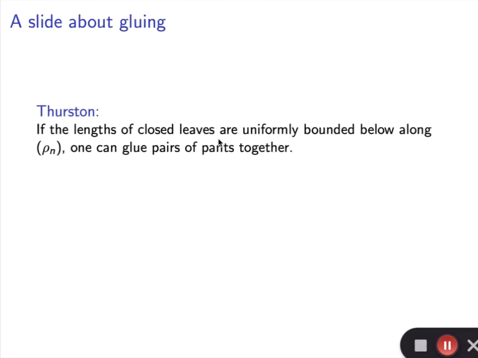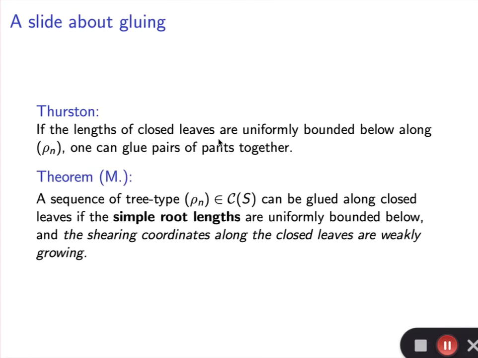And then, of course, once you have this degeneration along a pair of pants, you want to glue them together. And so the classical result is that if the boundary curves of the pants are bounded below by a uniform constant, then you can glue these asymptotic pairs of pants to each other. And we have a theorem which is very analogous. We need to have a uniform bound for the simple root length of this boundary curve, and then we have a little bit of a technical condition regarding the shear coordinates of the closed leaves.